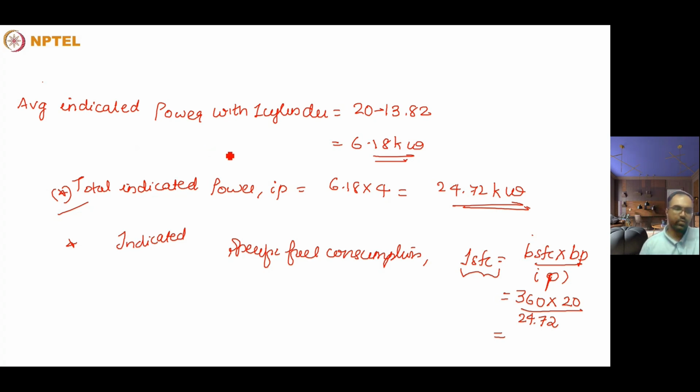So the value will be coming around 291.26 gram per kilowatt hour. It will be lesser than the brake specific fuel consumption as indicated power is more.